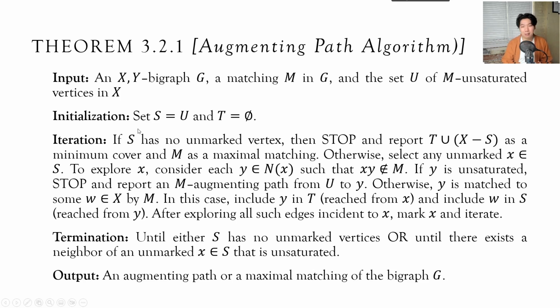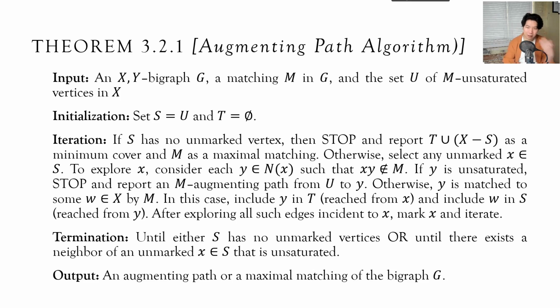Our initialization here is we're going to set S to be the set of M-unsaturated vertices and T to be the empty set. And then, as with our normal algorithms, we have the special iteration that we'll repeat over and over again. And the result of this algorithm will tell us, do I have a maximal matching or do I have a non-maximal matching, which implies that I could make my matching even better.